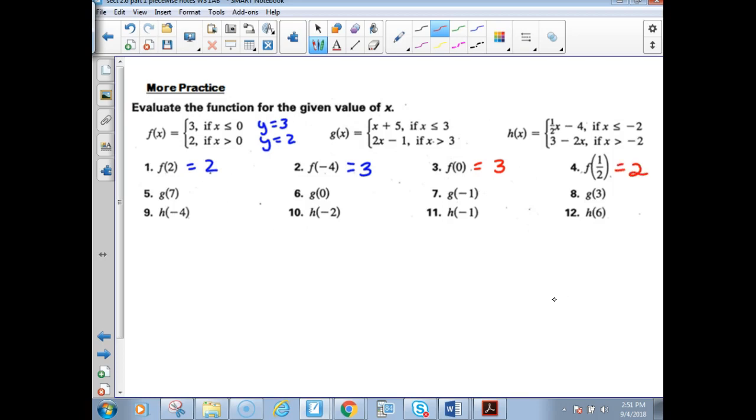Okay, you should be done because those were really quick ones. You should have gotten 3 for number 3, and 2 for number 4. Any questions on those, on understanding which one to use? All right, the second line is about the g function. Those next four questions are about the function in the middle. The restrictions on that function are: if the values of x are less than or equal to 3, use the first equation. If they're greater than 3, use the second. So g of 7: 7 is greater than 3, so you'd put it in the second one. 2 times 7 minus 1, that's 14 minus 1, which is 13.